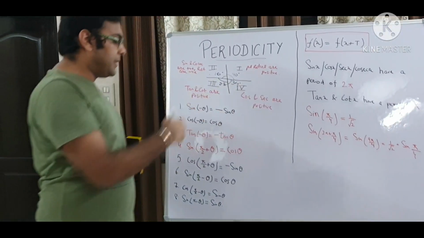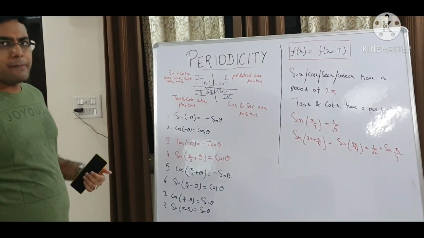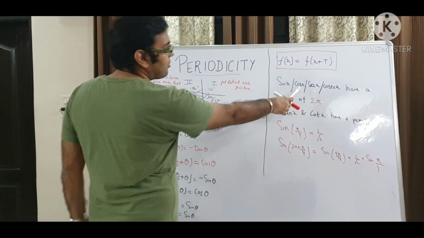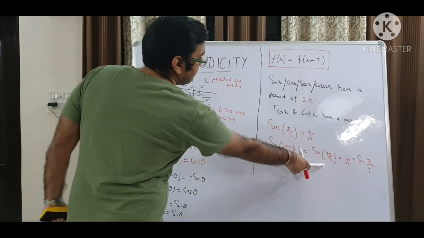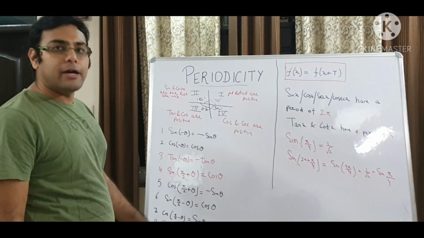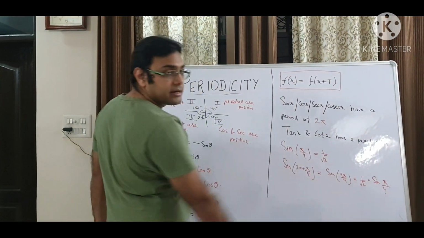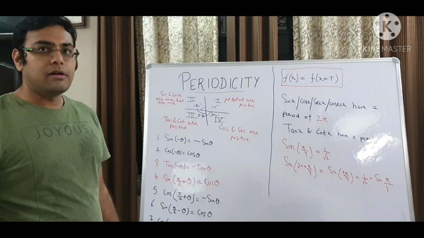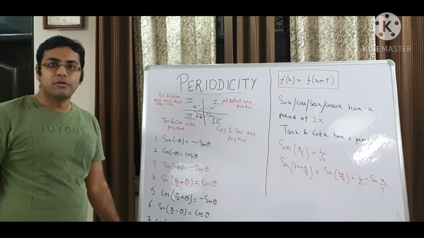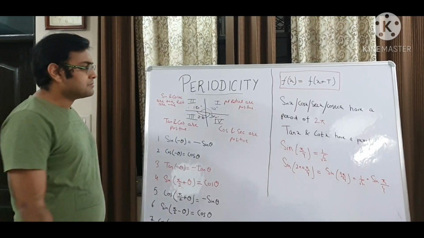Sin x has just repeated itself after a gap of 2 pi. Similarly, cos 9 pi by 4 would be cos of 2 pi plus pi by 4, that is again 1 by root 2. Secant of 9 pi by 4 would again be secant pi by 4, that is root 2, and the same for cosecant x.